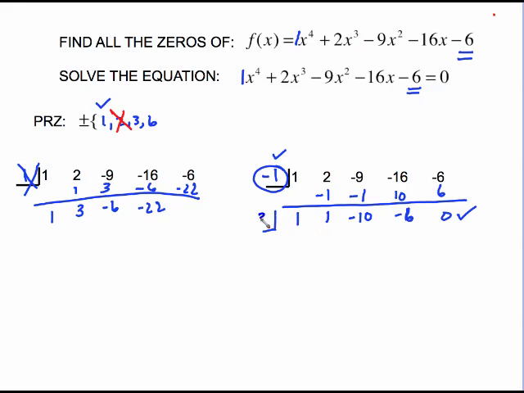Time to try 3. Bring down your 1. 3 times 1 is 3. Add and get 4. 3 times 4 is 12. Add and get 2. 3 times 2 is 6. Add and get 0. Bingo, there is our other 0.